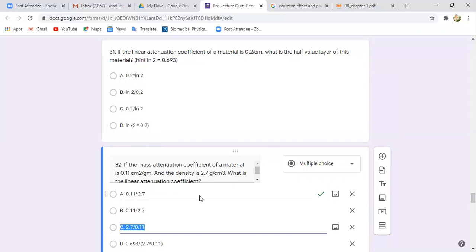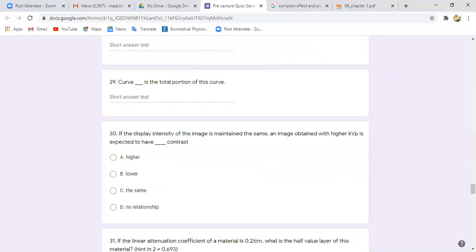Now you multiply. What's the linear attenuation coefficient? To get the linear attenuation coefficient, you multiply the mass attenuation coefficient by the density, since mass attenuation coefficient is linear divided by density. So linear is mass attenuation coefficient multiplied by density.